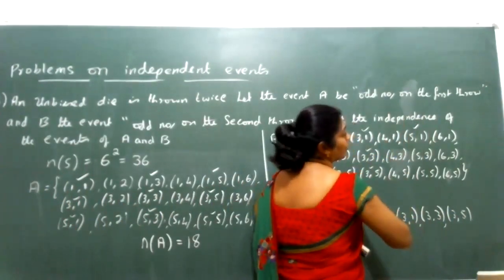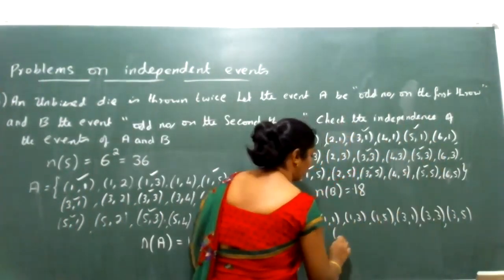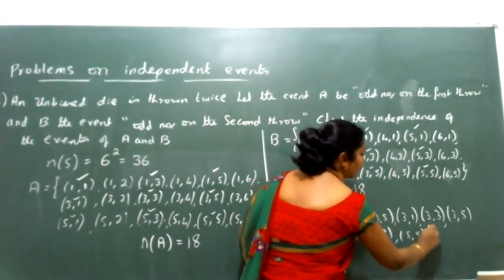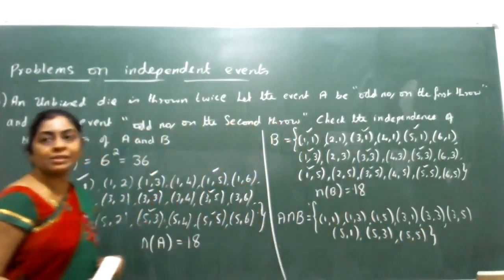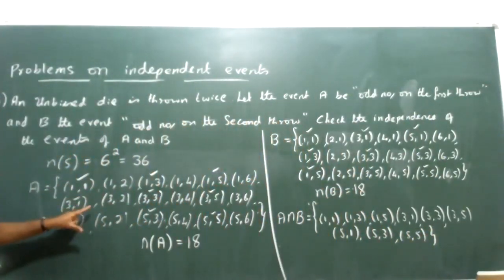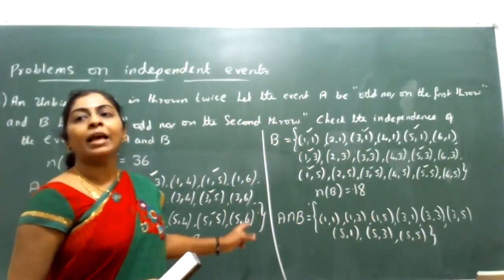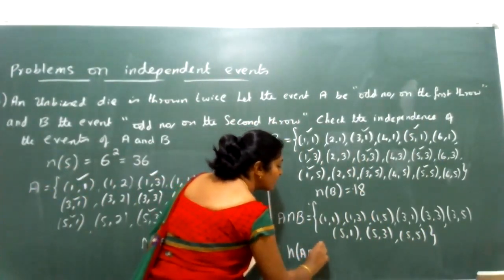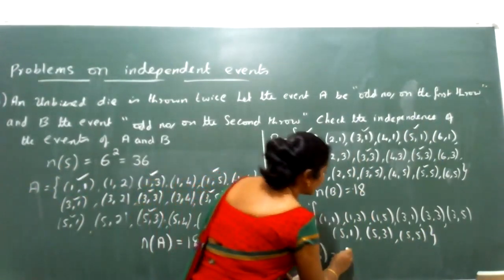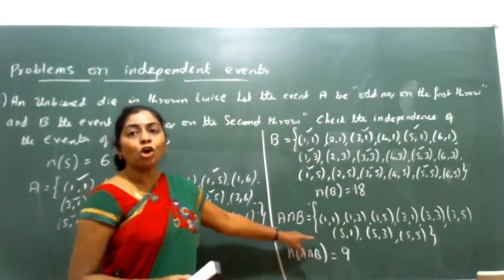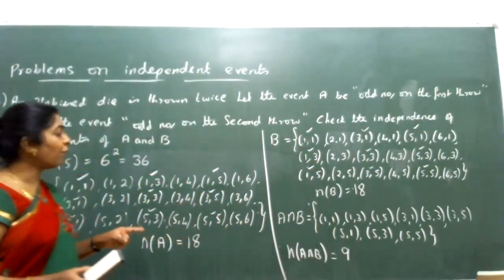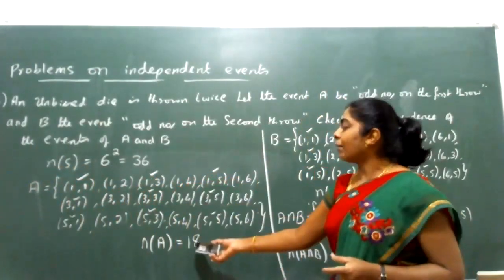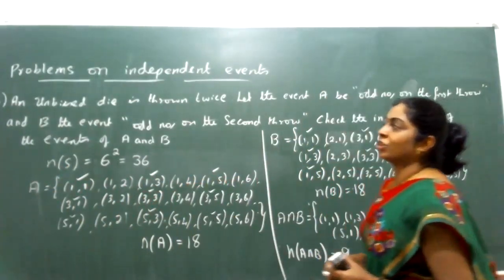Again, in event B do I have these? Yes: 5 comma 1, 5 comma 3, 5 comma 5. So these are the possible common cases in events A and B. How many elements are there? The number of elements in A intersection B is 9. Totally 9 common elements. So I have found the number of elements in event A, in event B and in A intersection B.